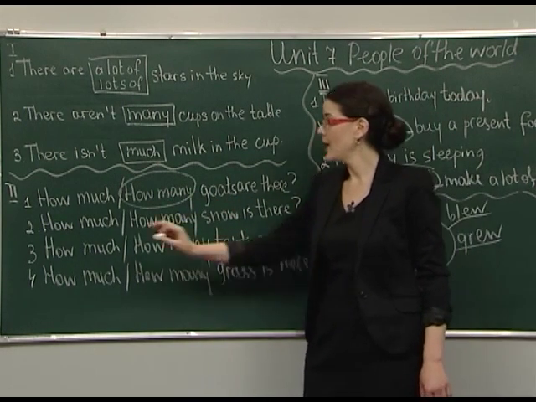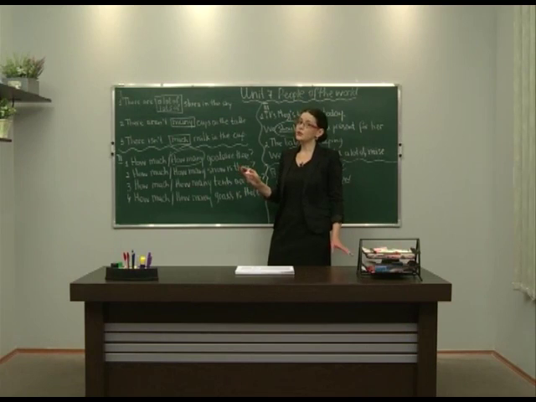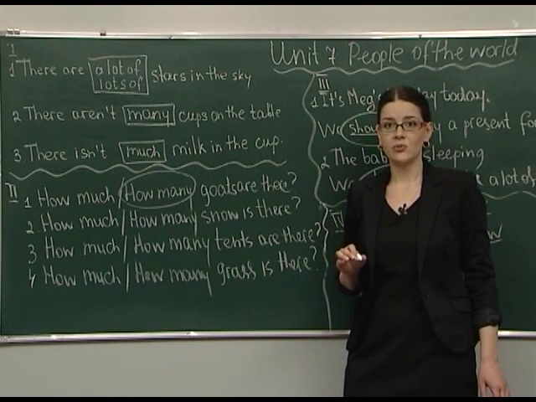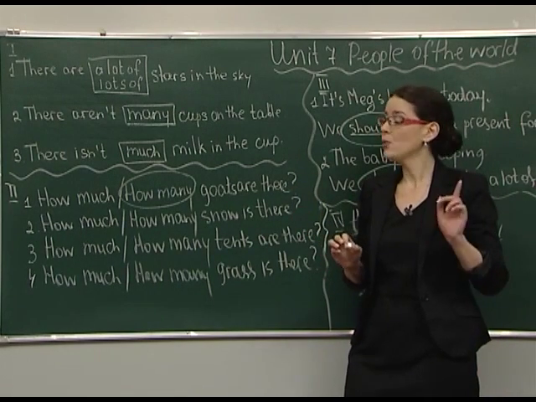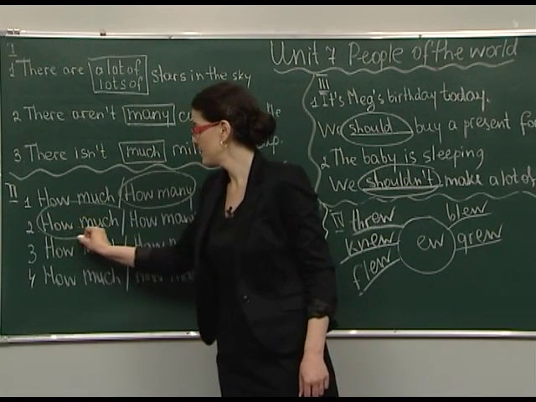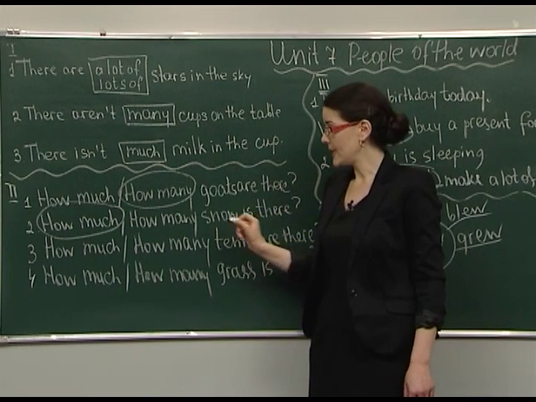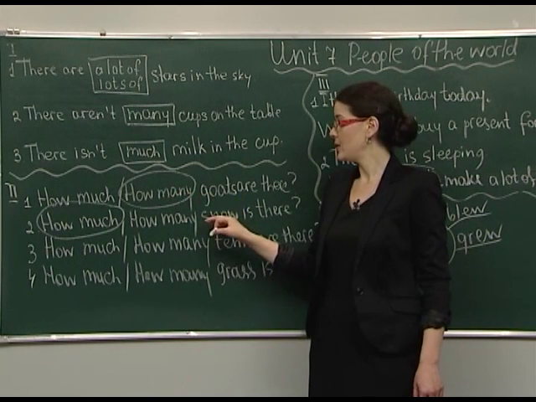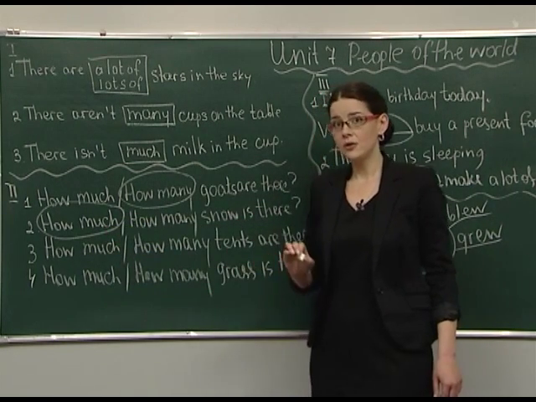Now the second one. How much or how many snow is there? How do you think? Snow is countable or uncountable? And you're right. Snow is uncountable. So, snow. How much or how many? How much. Okay, I will circle it. How much snow is there? Once again, with countable nouns in plural, we use how many, and with uncountable nouns, we use how much.